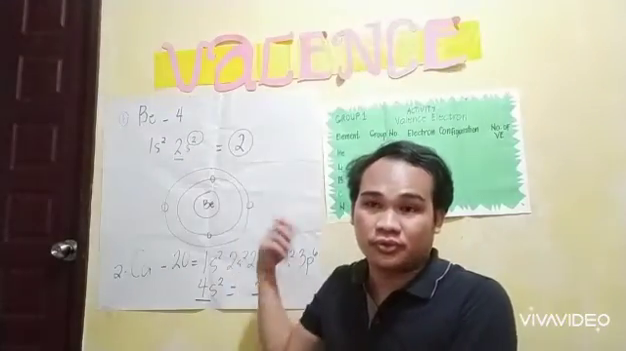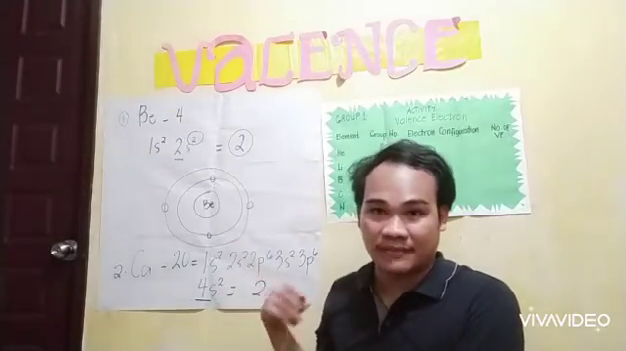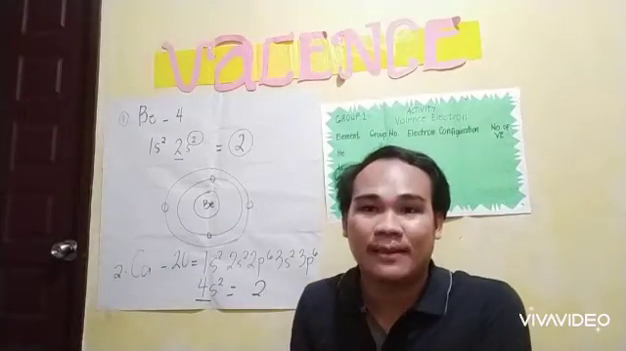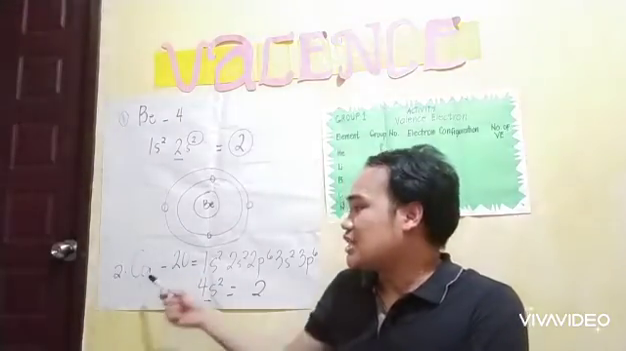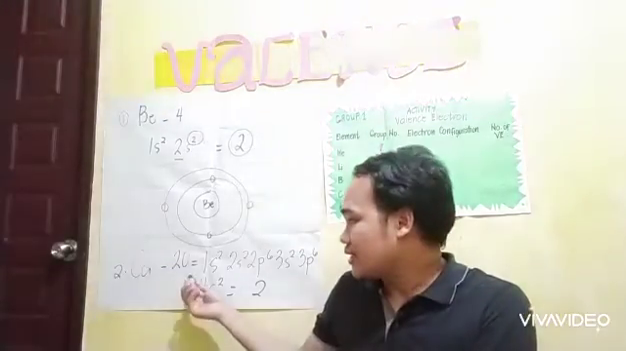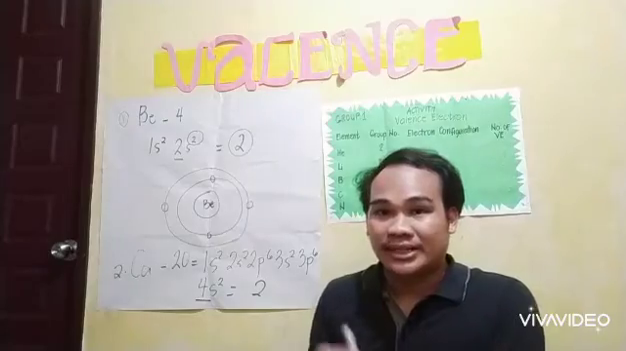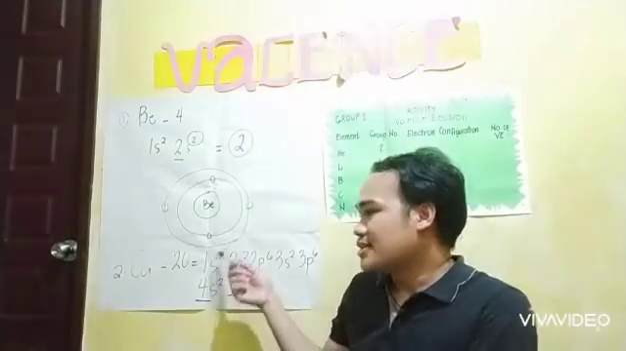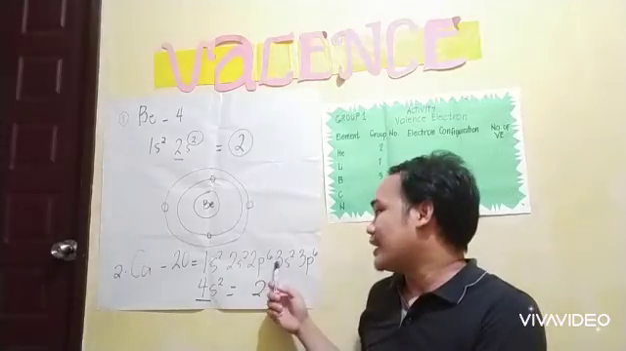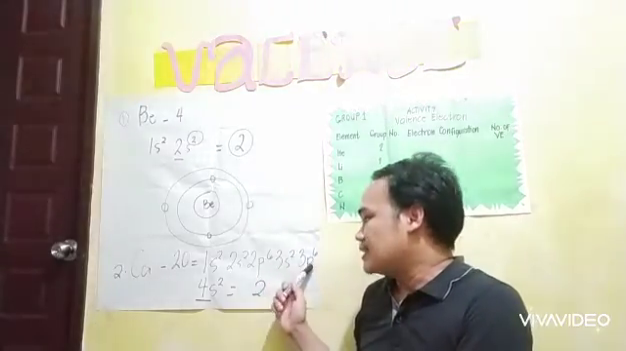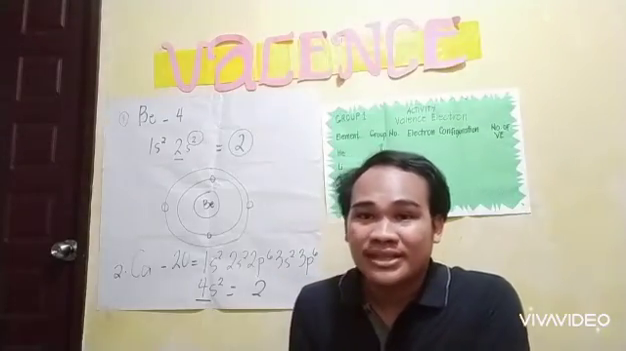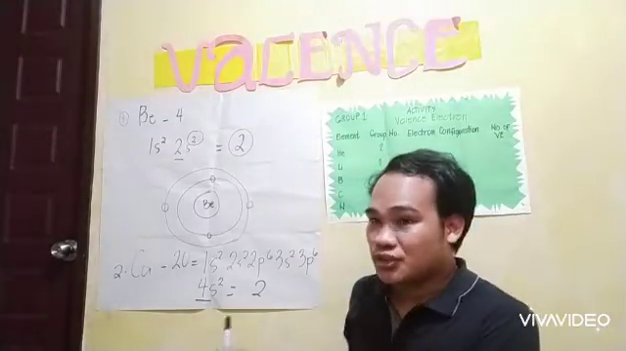Don't be confused with those two types of electrons. Okay, another example, we have calcium. So what's the atomic number of calcium? Okay, 20. So if we are going to write the electron configuration, 1s2, 2s2, 2p6, 3s2, 3p6, and 4s2. So what is the valence electron of calcium?